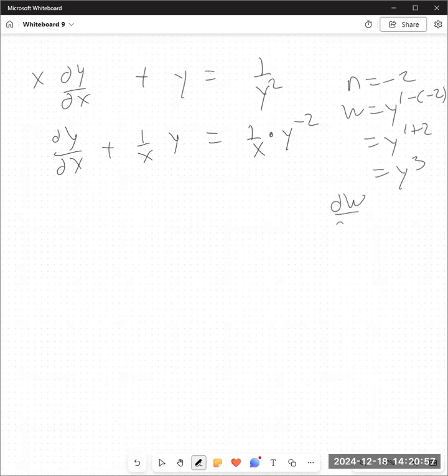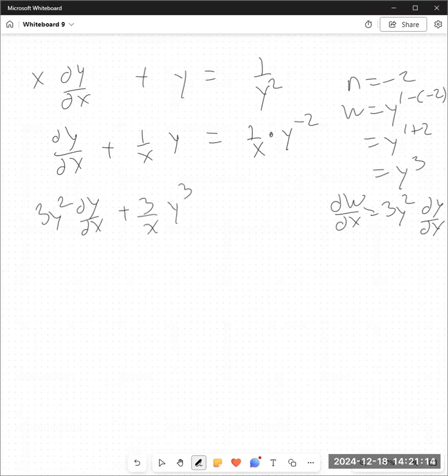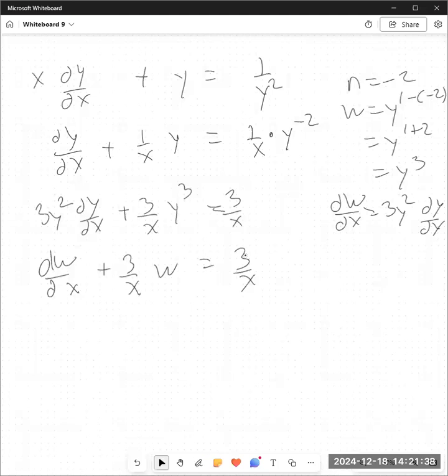My dw/dx is going to be 3y^2 dy/dx. So I'm going to multiply everything on both sides by 3y^2. 3y^2 dy/dx plus (3/x)y^3 equals 3/x times y^2 times y^(-2), which is y^0, which is 1. So this is dw/dx plus (3/x)w is equal to 3/x. And then this is a linear differential equation.